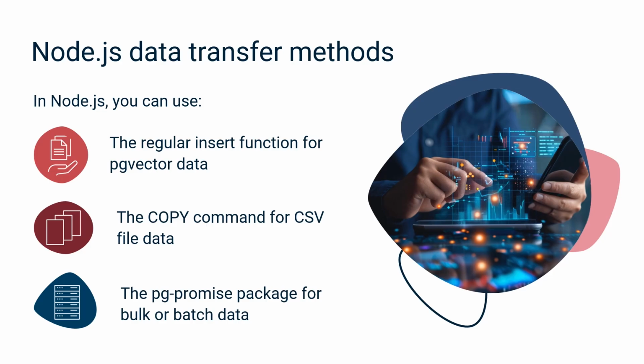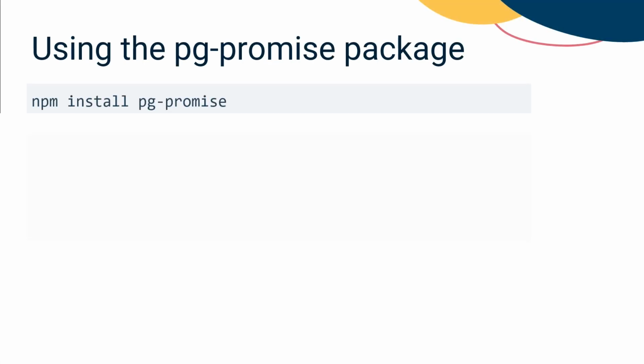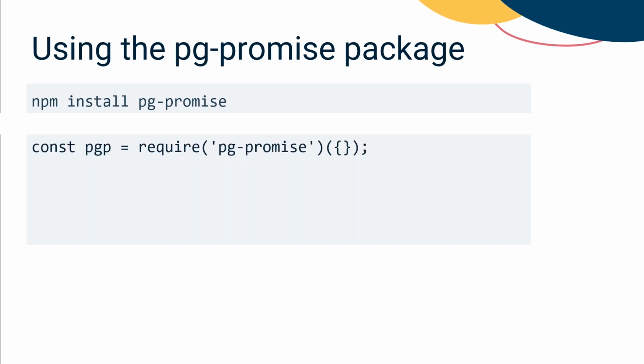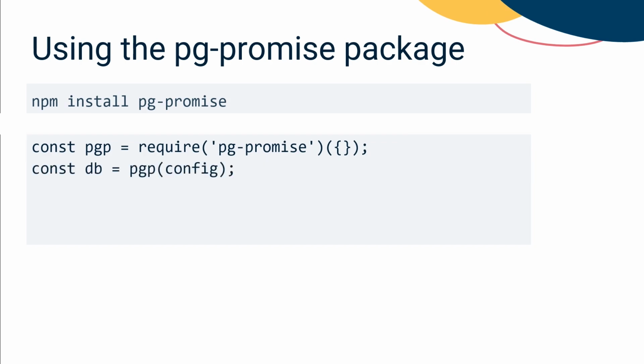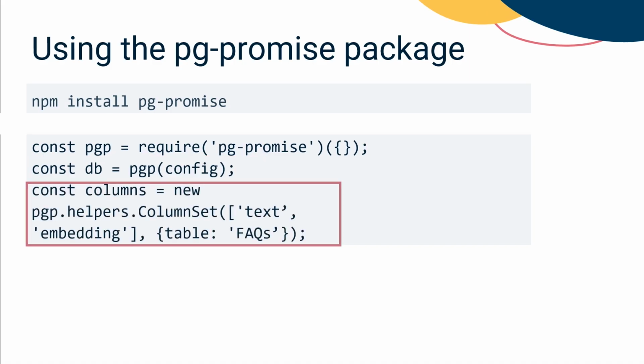Let's learn more. To begin, install pgPromise using the Node Package Manager. Next, import the package and assign the package to a local variable. Then, initialize pgPromise by passing the database configuration. Then, explicitly define the table and columns for the data insertion using the pgPromise.helpers.ColumnSet command. Here, text and embedding are the columns, and the table is FAQs, where the bulk insertion will occur.